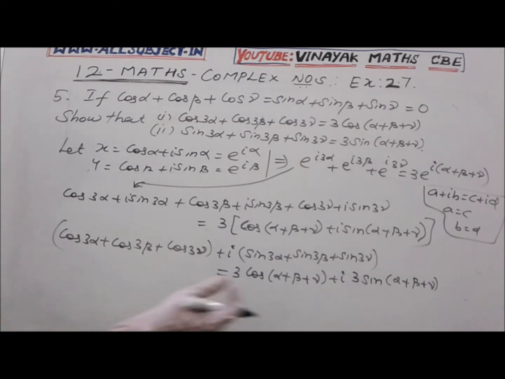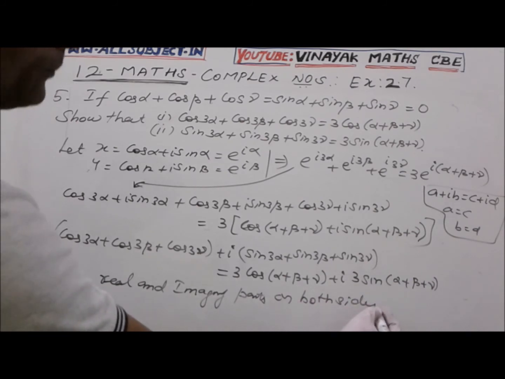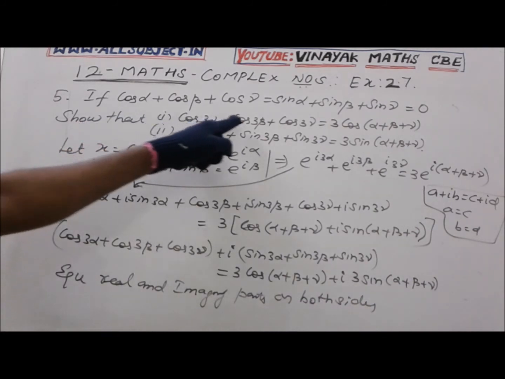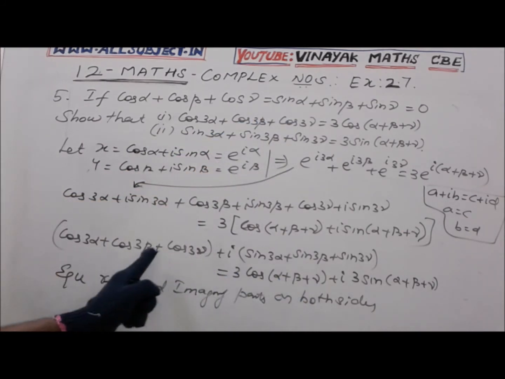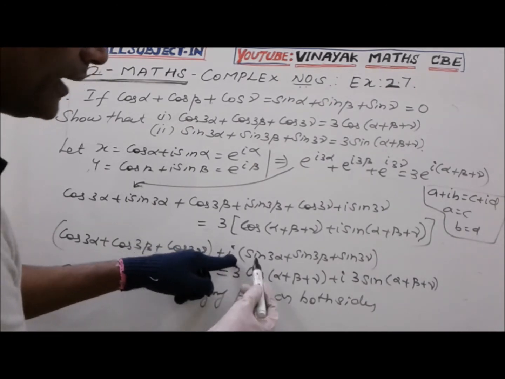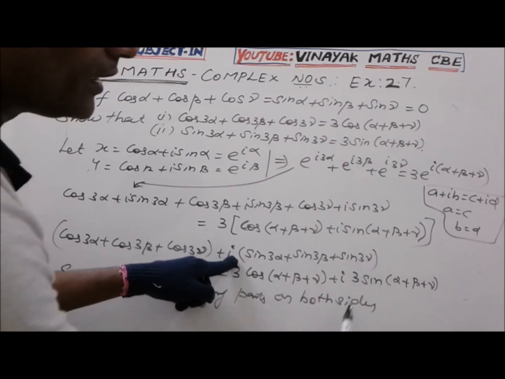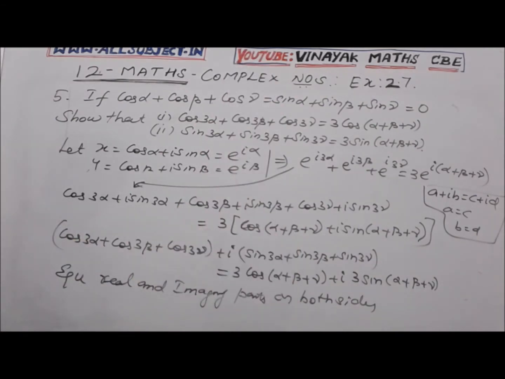So equating real and imaginary parts on both sides, we will get the first two results. Cos 3 alpha plus cos 3 beta plus cos 3 gamma will be equal to 3 cos(alpha plus beta plus gamma), because these three are real parts. And then moving to imaginary, omitting i, sin 3 alpha plus sin 3 beta plus sin 3 gamma equal to, here also omitting i, 3 into sin(alpha plus beta plus gamma). They are the two results.